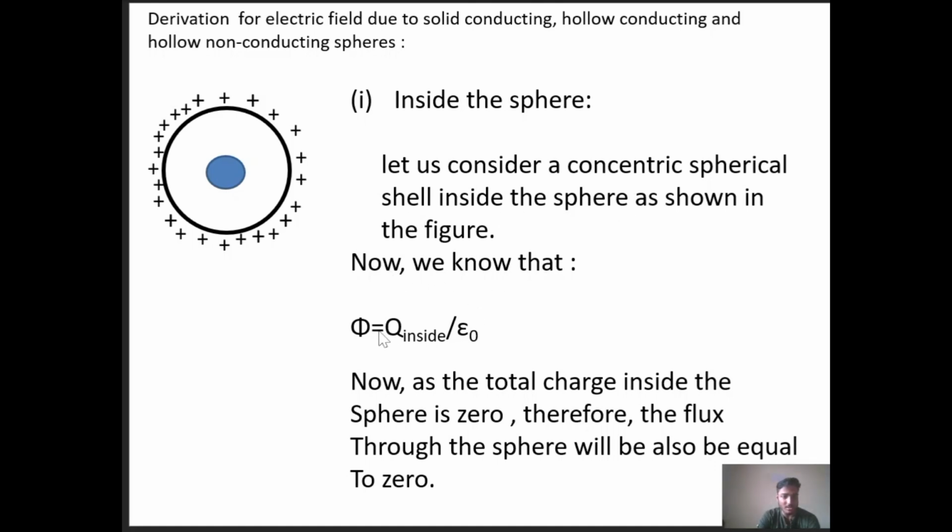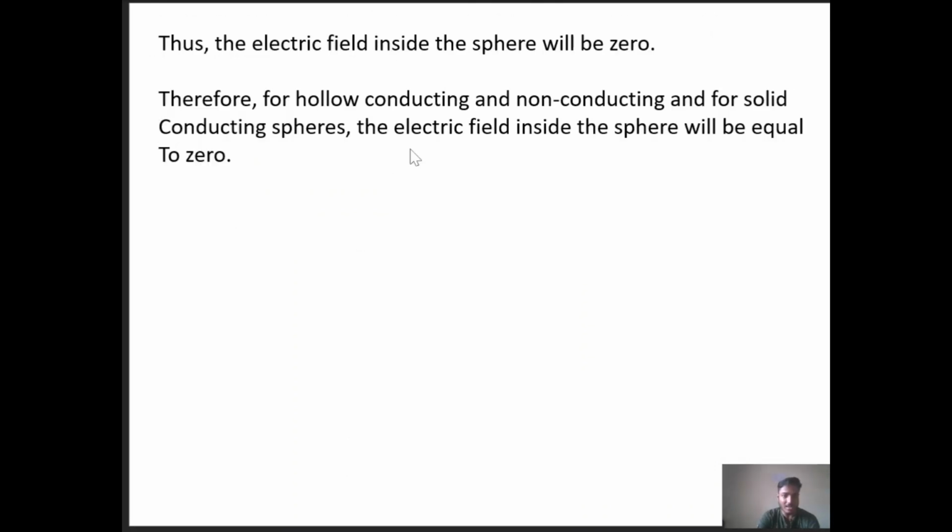Now, we know that the total flux through this sphere will be charge inside divided by epsilon naught. Now as the total charge inside the sphere is 0, therefore the electric flux through this blue sphere will also be equal to 0. And thus the electric field inside the sphere will also be equal to 0, as there is no charge inside the spherical shell that we have considered. Therefore, for hollow conducting, hollow non-conducting and solid conducting spheres, the electric field inside the sphere will be equal to 0.